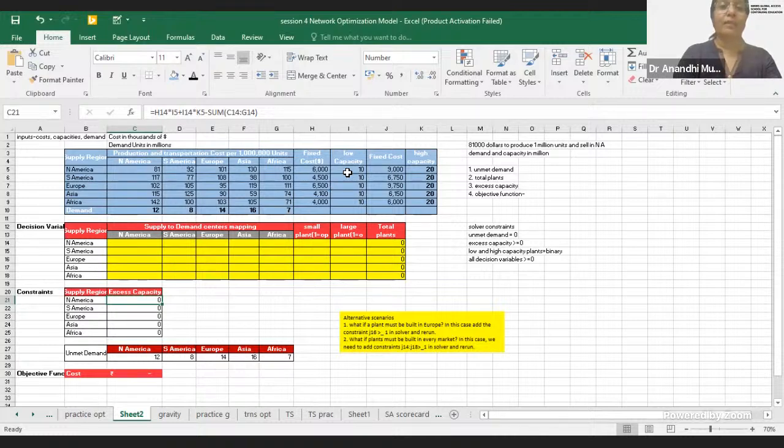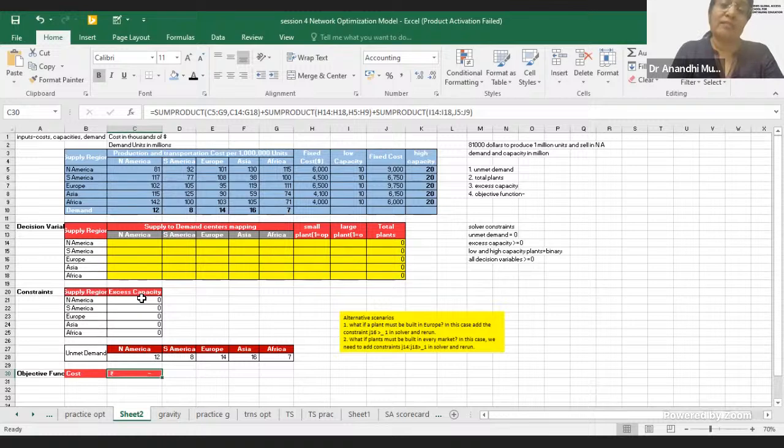Small plant times low capacity, plus large plant multiplied with high capacity, minus the sum of whatever the system is going to allocate here after we solve, is going to be the excess capacity here. Let's see that also. I have fed all the formulas for easy understanding, and I want the final answer to be here.